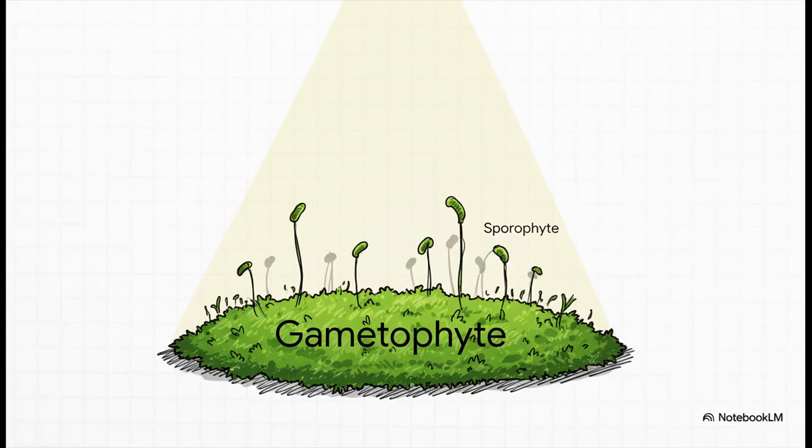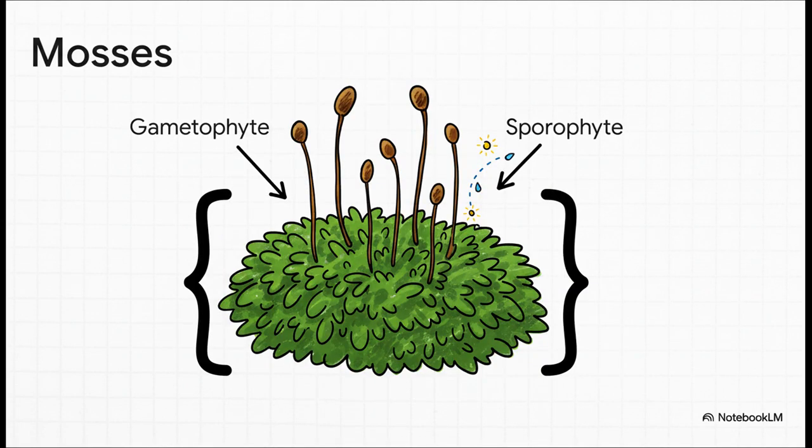Act 1 of this evolutionary play stars the early land plants, like mosses. And back then, one generation was clearly the main event. So you know when you see that soft green carpet of moss on a rock? What you're actually looking at is the haploid gametophyte. That's the main plant. It's doing all the photosynthesis, living its own independent life.